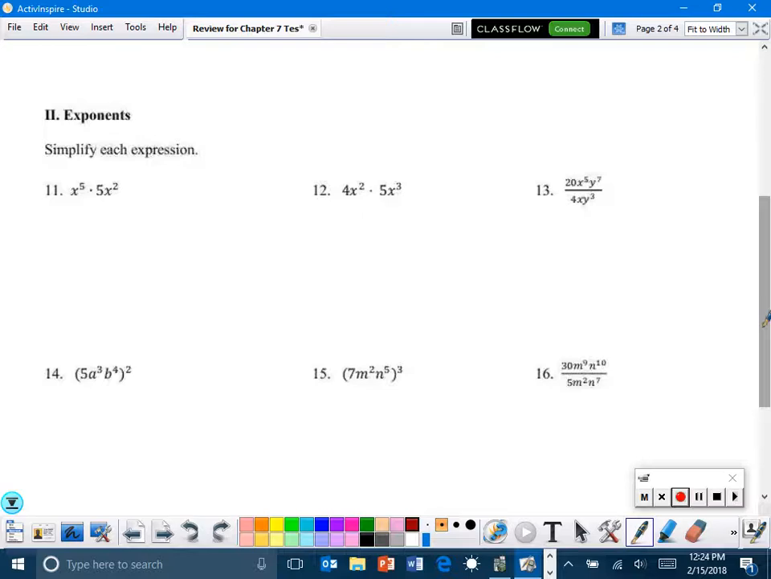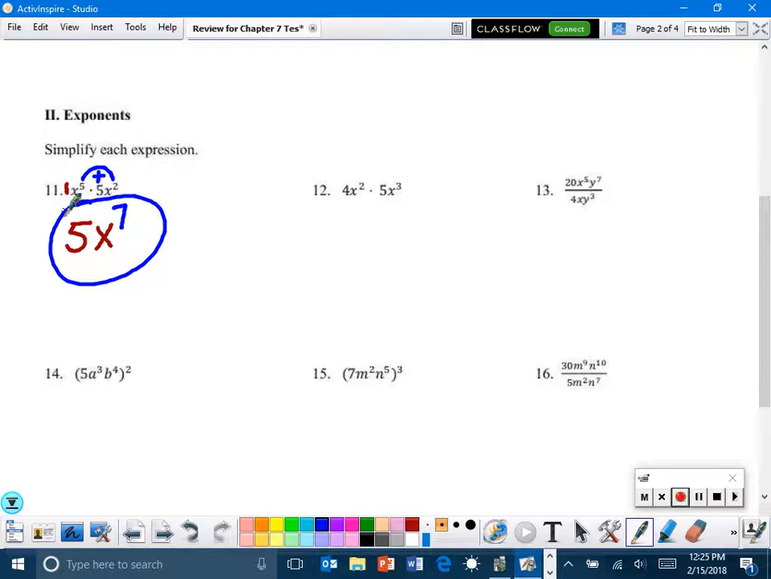X to the 5th power times 5x squared. Well, first of all, the base in front of the x to the 5th is a 1. All right, multiply the bases. 1 times 5 is 5, followed by the x. Now, the rule here for this one is to take your exponents and add them. So 5 plus 2 is 7. That is your answer, 5x to the 7th power.